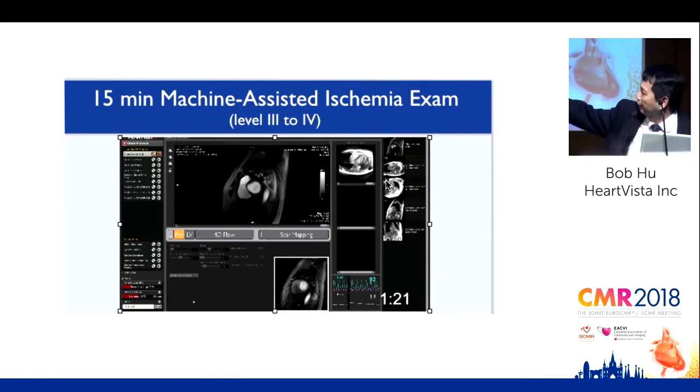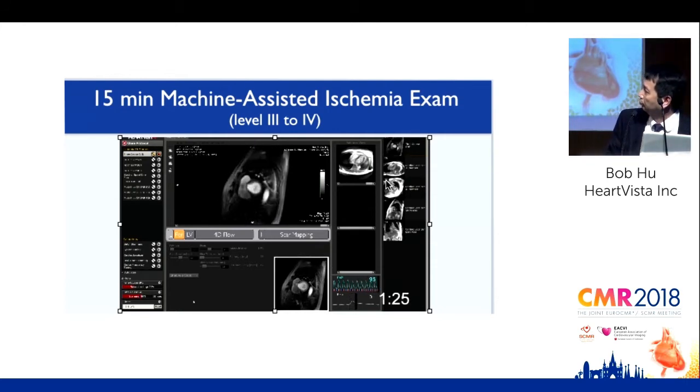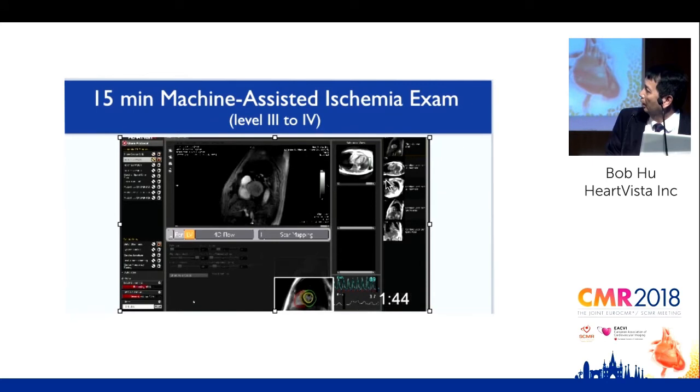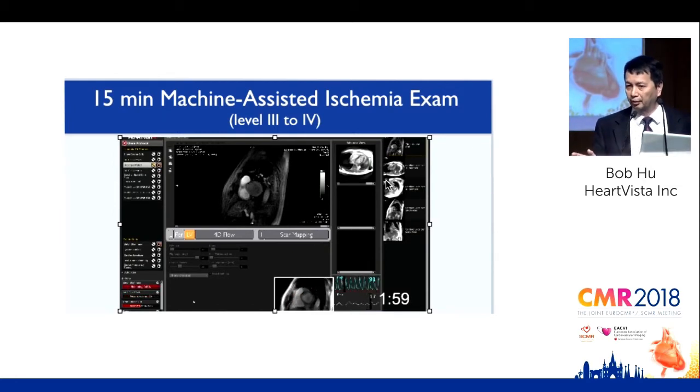And we're about 1 minute and 20 seconds on the right-hand ticker that you can see down below. And now it's detecting the actual LV mass and function in real time. We're about 1 minute and 50 seconds into this scan at this point. And remember, everything is being driven by the machine. There's no operator intervention at this point.